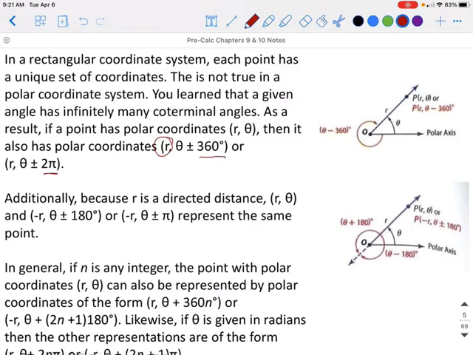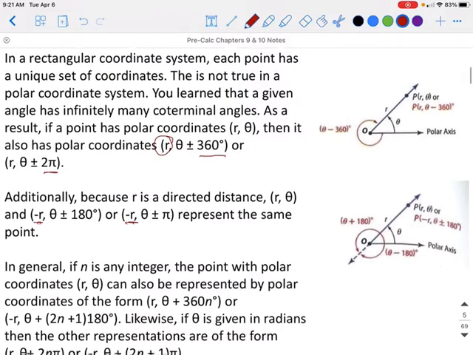Now, if we want to find one that has a negative r, you can add or subtract 180 degrees, or add or subtract pi.